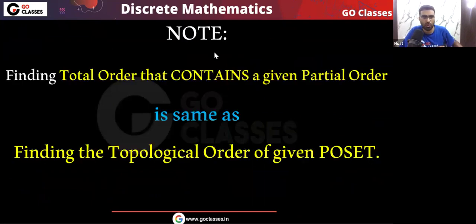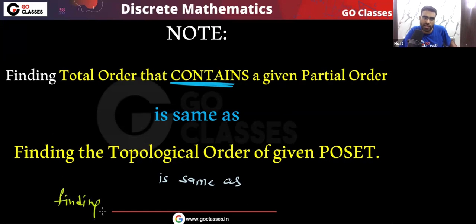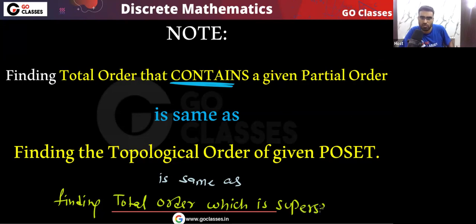So this is the note. Look at this note and tell me, did you understand? Finding a total order that contains a partial order is the same as finding a topological order. And that is the same as what? And that is the same as finding a total order which is a superset of the partial order. Yes or no? That is the same as finding a total order which is a superset of the POSET. Okay, all these things are the same.